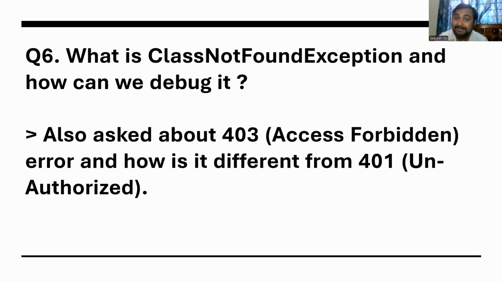Okay, so that access requires authorization from the upper management level. If that is not provided to you, then this 403 access forbidden issue will come. So this is the difference between the 401 unauthorized issue and the 403 access forbidden issue. I hope you got clarity on this.